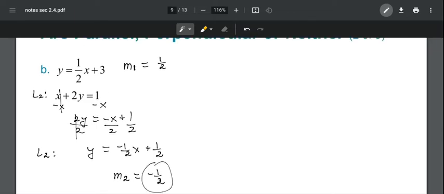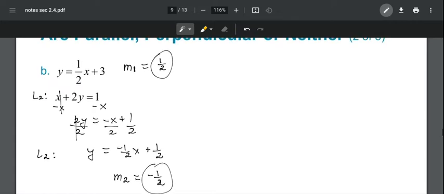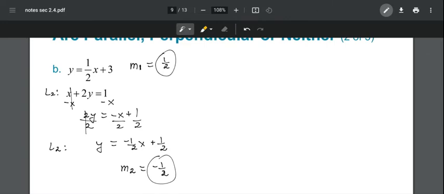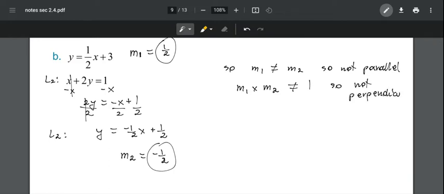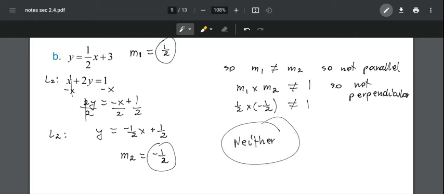So now we're comparing. Slope 1 and slope 2 are not equal, so those two straight lines definitely are not parallel to each other. They are also not perpendicular. So m1 is not the same as m2, so not parallel. Now m1 times m2 is not equal to negative 1, so not perpendicular. Because look, m1 is 1/2 times negative 1/2, and that's definitely not negative 1. So they are not parallel, they are not perpendicular, so the answer will be neither. Which means line 1 and line 2 will intersect, but not at a 90-degree angle.